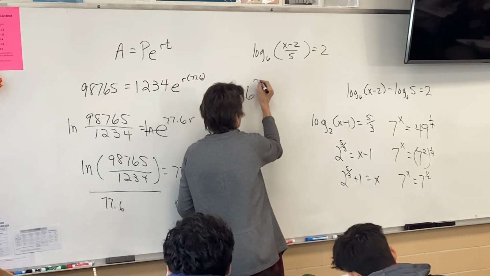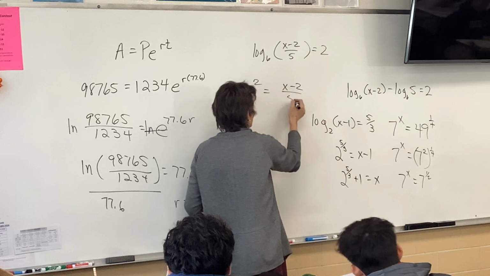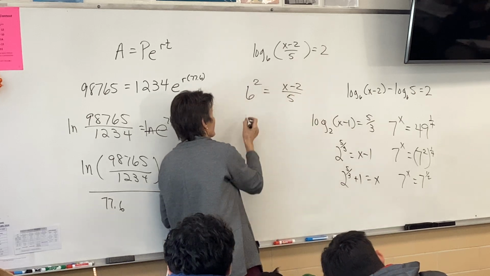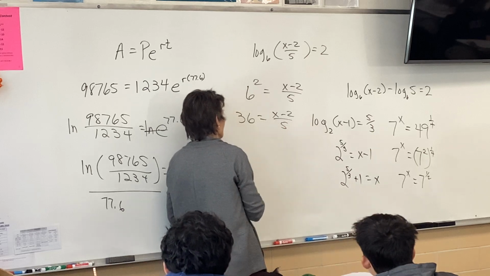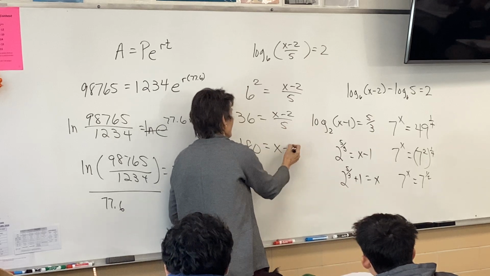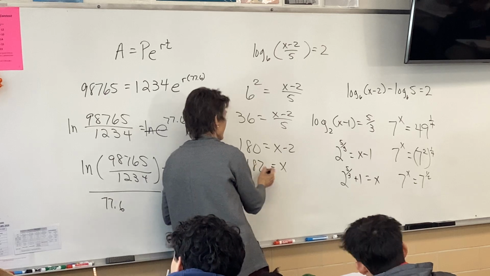So 6 squared equals x minus 2 over 5. Times both sides by 5. 36 times 5 is 180, so 180 equals x minus 2, so x equals 182.